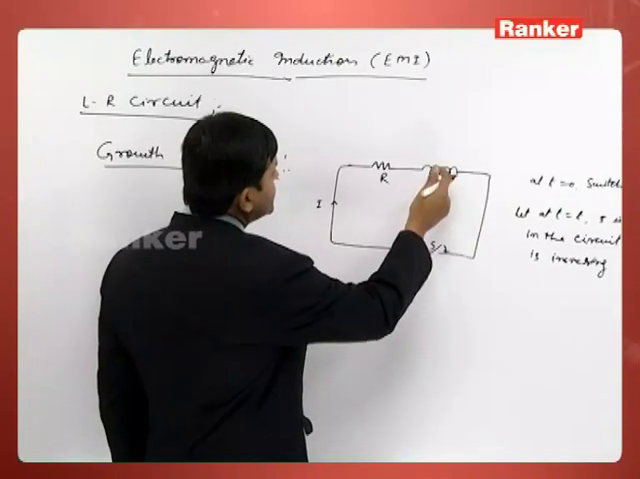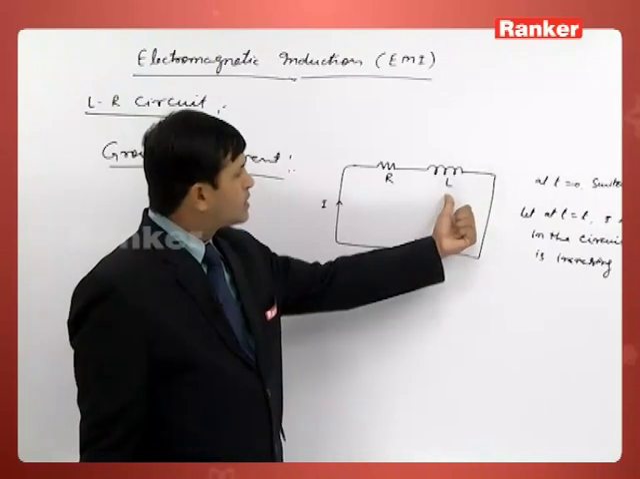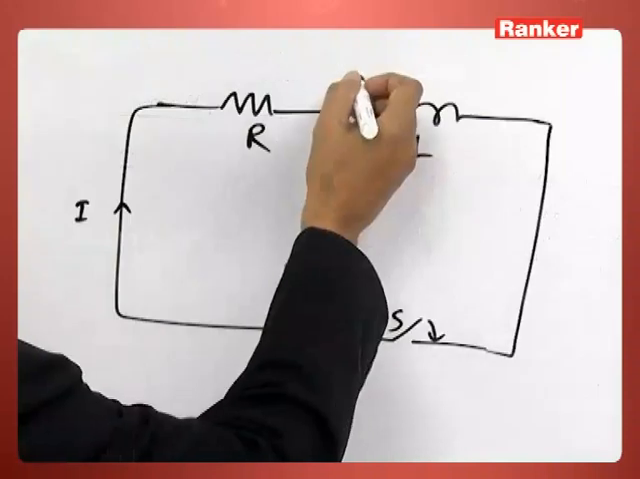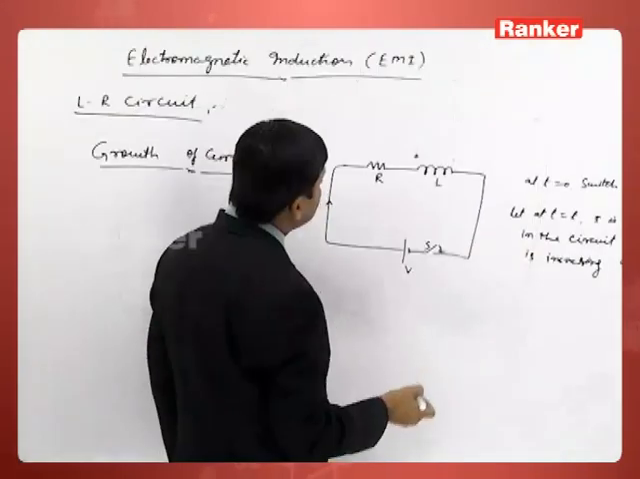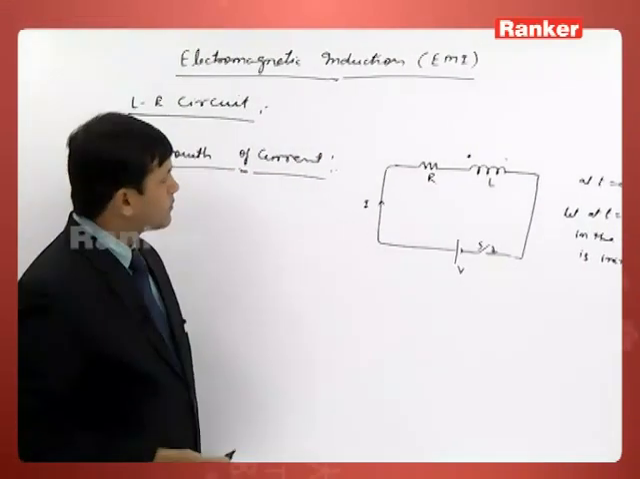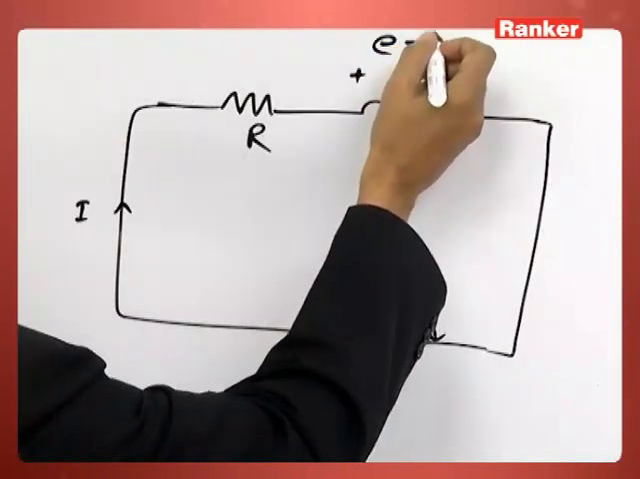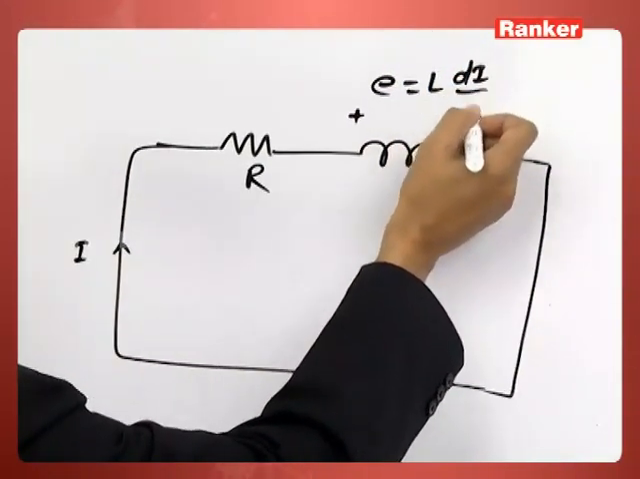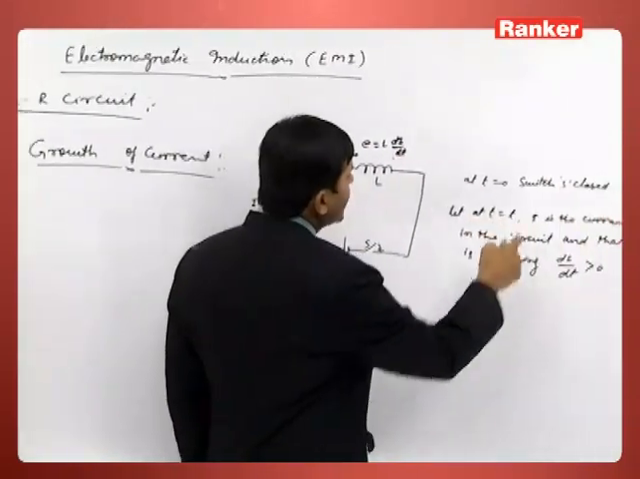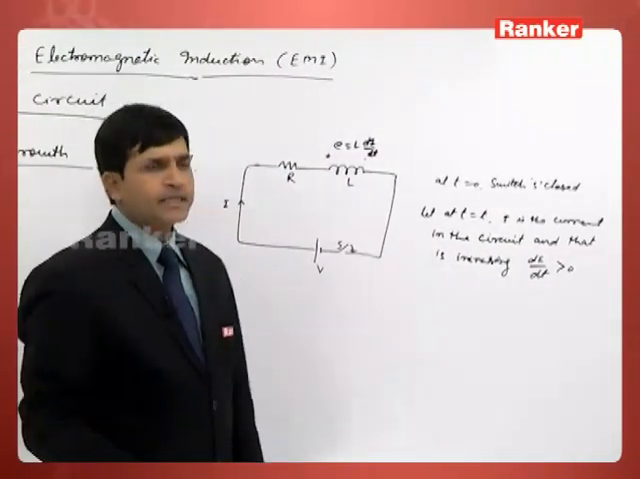As the current increases, the flux associated with the inductor, which was initially 0, now is there and continuously increases. So an EMF develops here and the polarity of the EMF is like that. It opposes the flow of current. So the induced EMF develops here and is written as L di by dt. So at t equal to t, I is the current in the circuit and that is increasing, so di by dt is greater than 0.